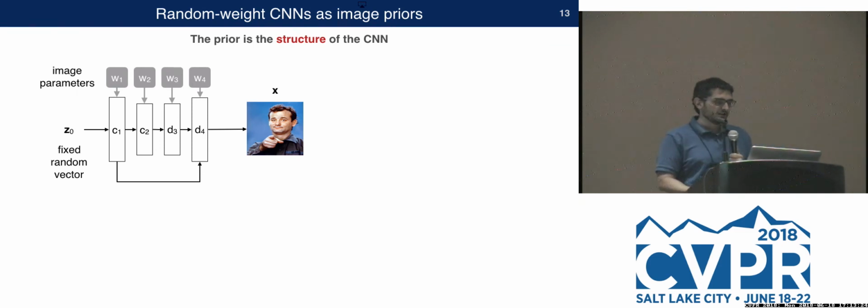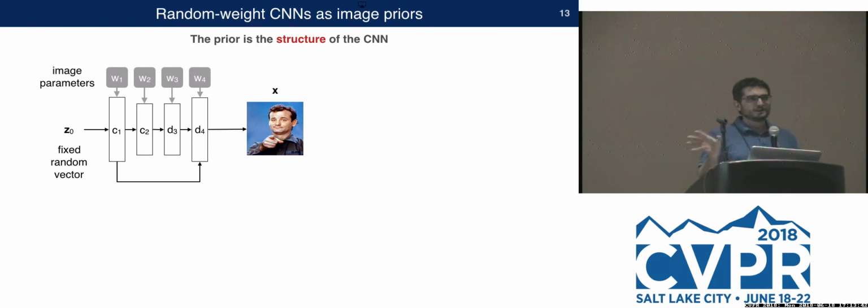So this is called Deep Image Prior. We're presenting the paper here at CVPR, and so we're gonna give you a sneak peek of what that is. The idea is almost straightforward. We're gonna take a generator network, like the one I'm showing there, that goes through a bunch of convolutional and deconvolutional layers.